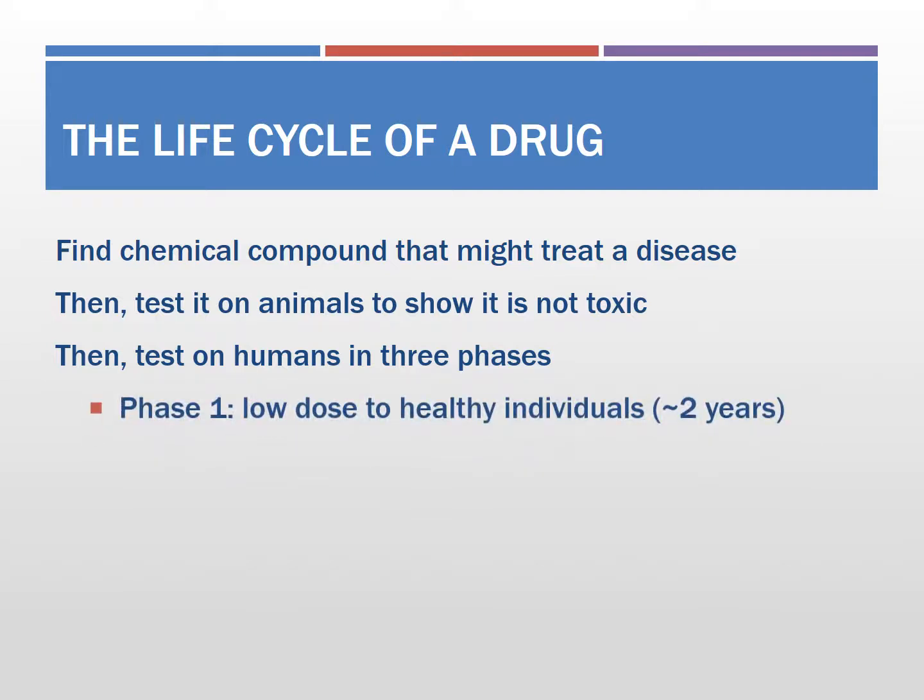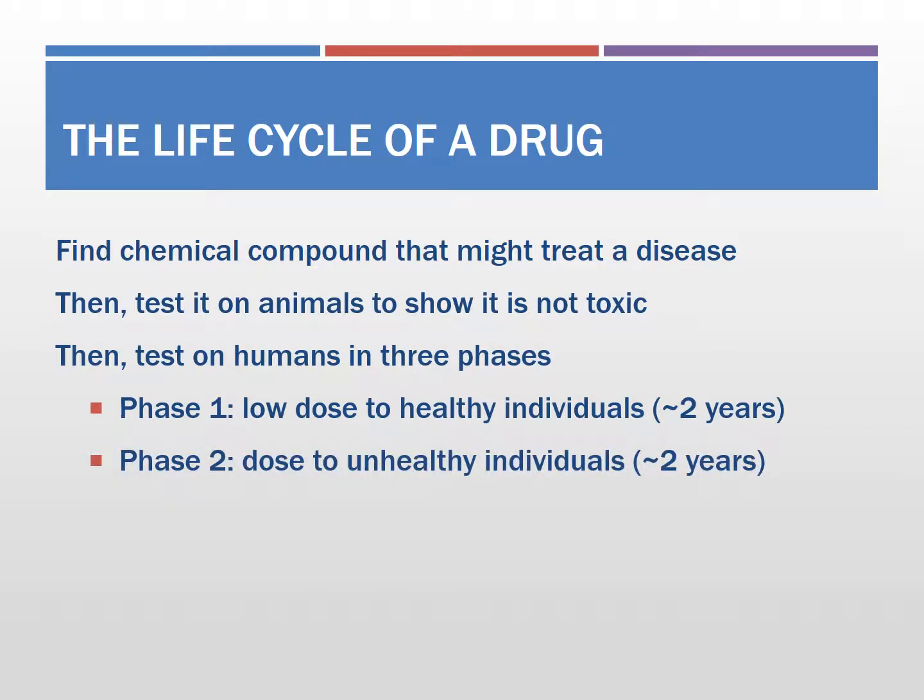So in phase 1, they apply a very, very low dosage to healthy individuals, someone who doesn't have the disease at all. The purpose of this phase is to test whether the drugs, or the chemical compounds, have any very serious side effects on human bodies or not. So that's why they use healthy individuals to test these chemicals.